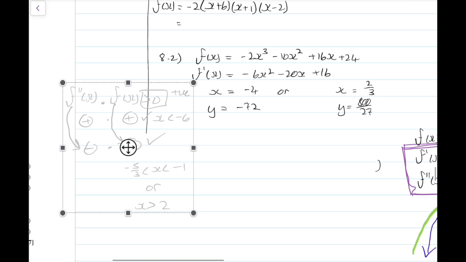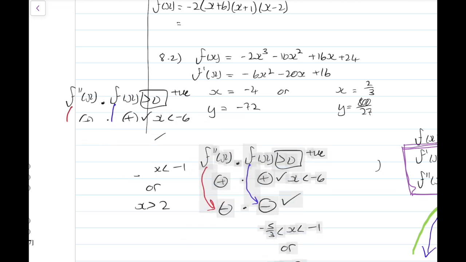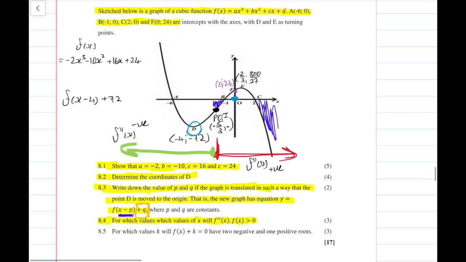Again, phenomenal question that. Okay, now the next one, for 8.5. It says, for which values of k will f of x plus k equal to 0 have 2 negative and 1 positive root?